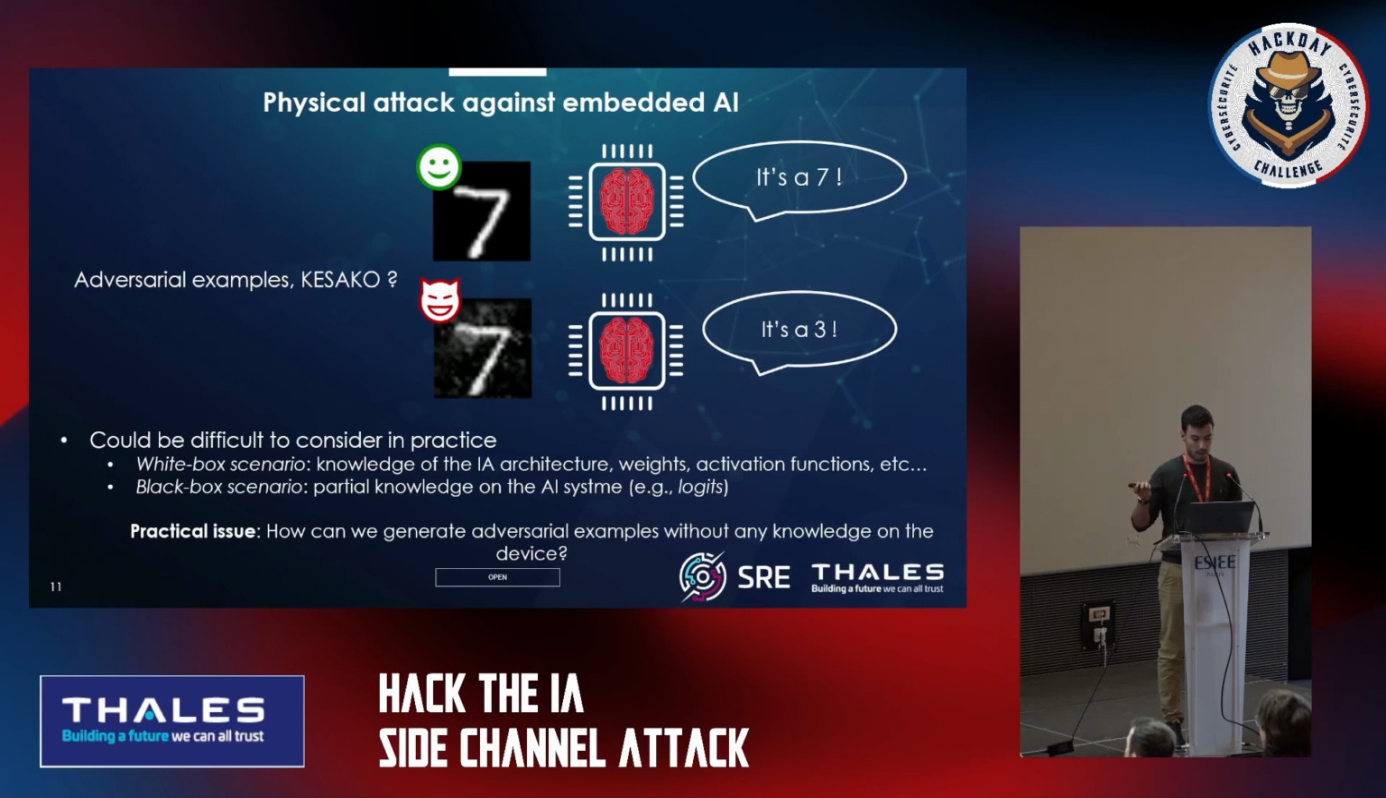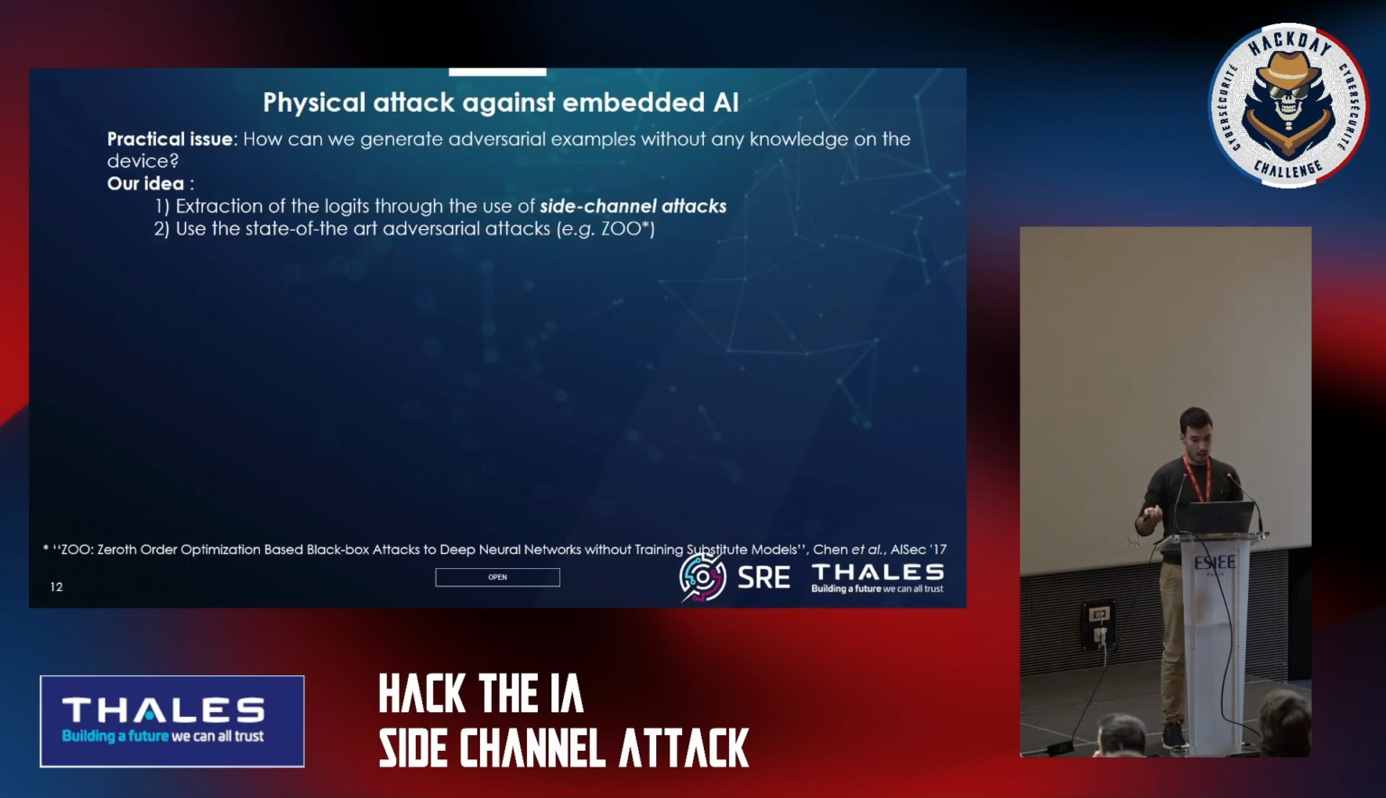But as you can see here, in a real case scenario, this partial information cannot be obtained by an adversary. So the practical issue is how can we generate adversarial examples without any knowledge on the device? In other words, how can we generate adversarial examples without any knowledge of the logits? To do so, we proposed a new kind of attack that combines physical attacks and software attacks. The goal of the physical attack consists in using side-channel attacks in order to extract the logits from an embedded device that implements artificial intelligence.